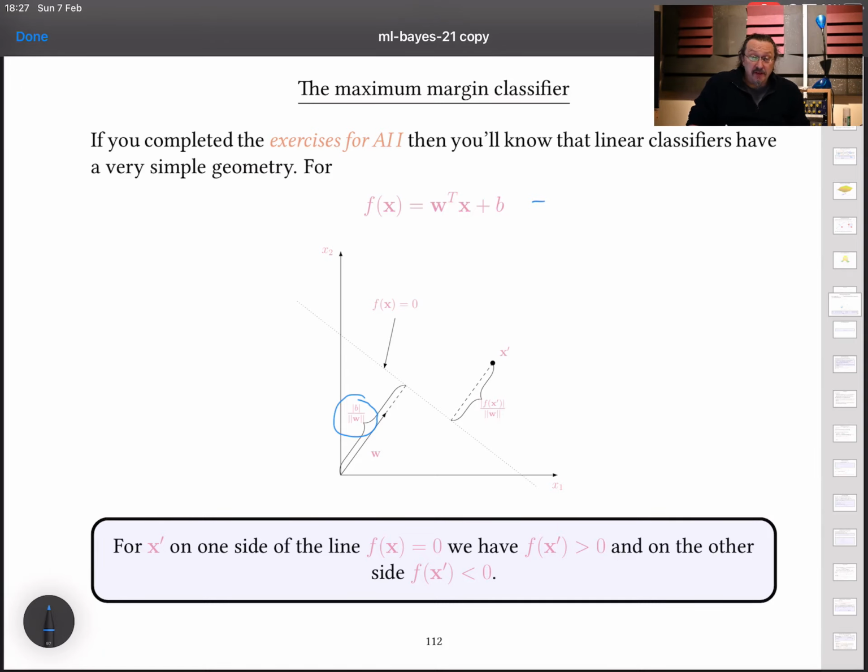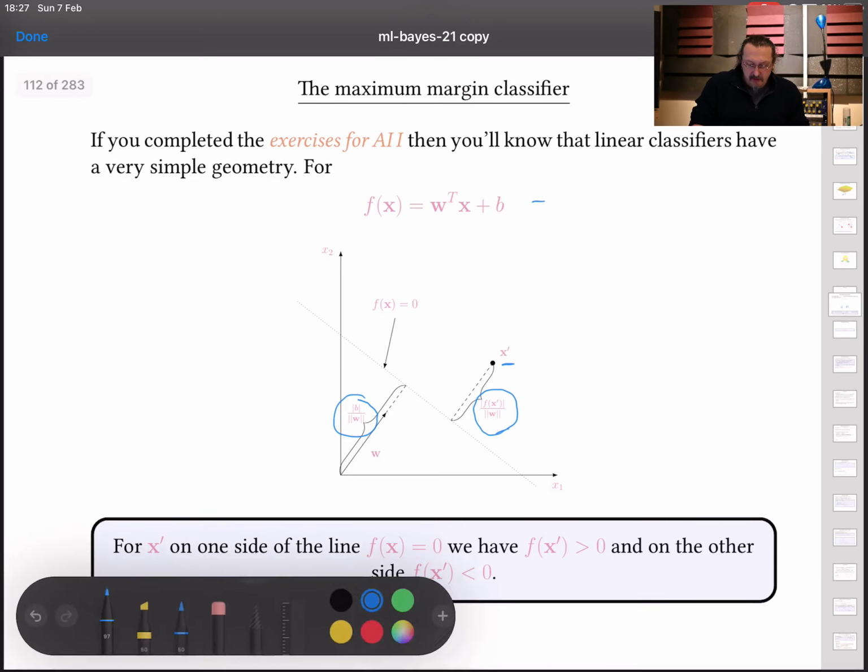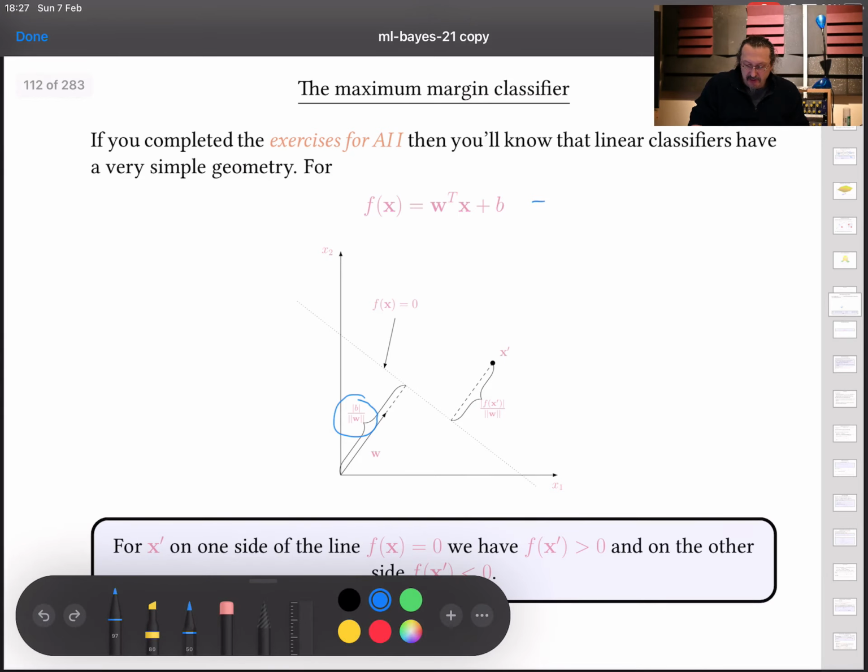And what I didn't point out in the last lecture, but which is going to be equally important for where we're going now, is that if you have some arbitrary point, then its distance from the decision boundary depends on the size of f when you plug that point into it, and the length of the weight vector. And this gives us a bunch of fundamental quantities that we need.